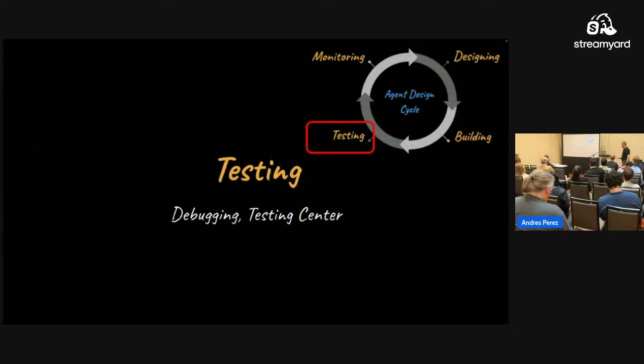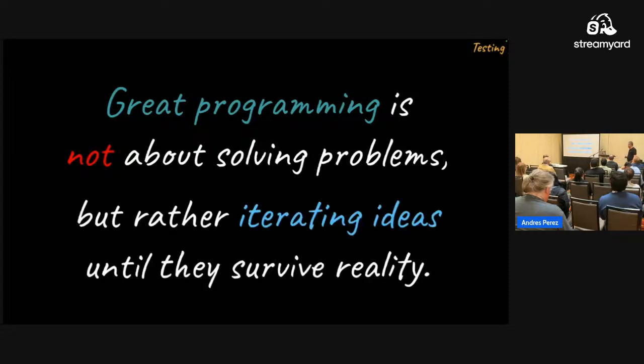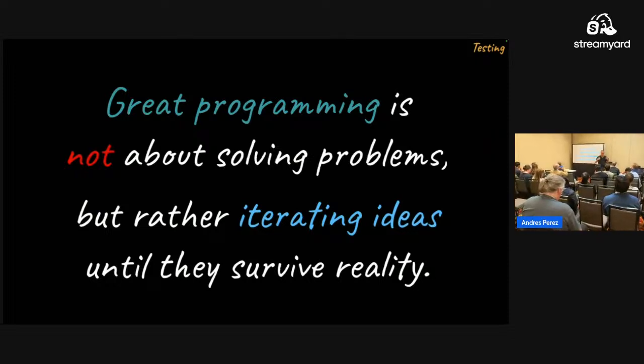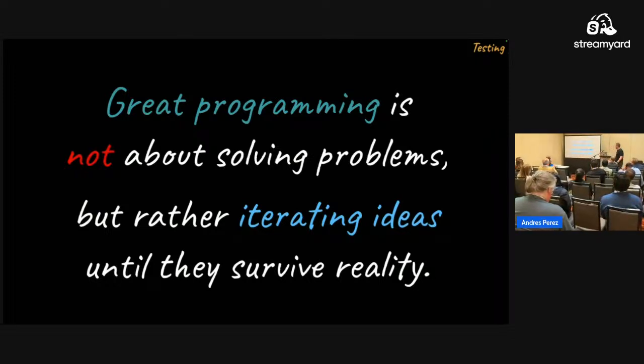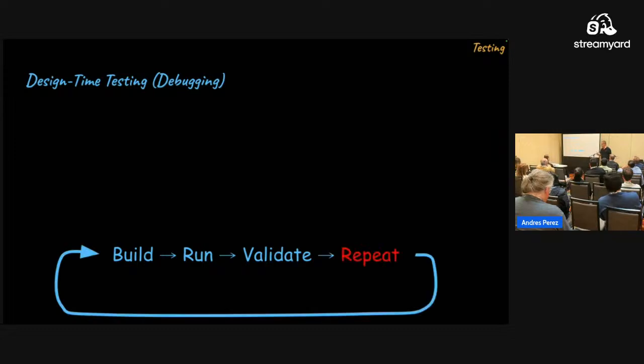Then we move into testing. There are different types of testing. Great programming is not about solving problems, but rather iterating over ideas until they survive. You will never, ever get it right the first time. You'll get closer and closer until you reach what you really want. So when you are working on an agent, you're going to build it, you're going to run it, you're going to validate it.